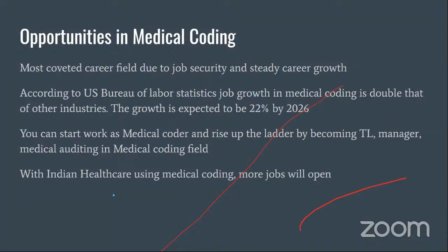So, what are the opportunities in this field? As we have established before, it is the most coveted career field due to the job security and steady career growth. According to the US Bureau of Labor Statistics, job growth in the medical coding field is double that of other industries. The growth is expected to be 22% by 2026.